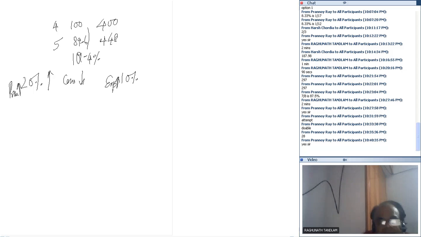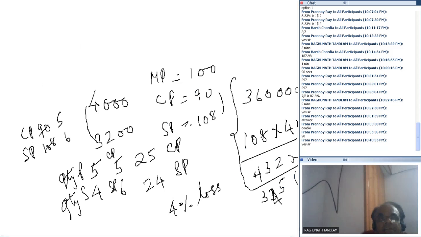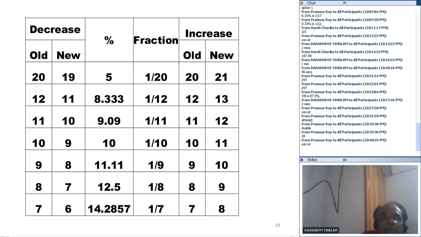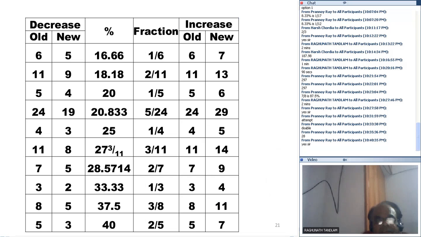So what we do, 5, 6, 100, 500. 500 can become 550. 550 by 6 is 175 by 3. From that you can find out. It becomes easier, which is 8.33%. That's why I thought we should look at a table like this. When I said increases by 20%, 5 becomes 6 if it is an increase.